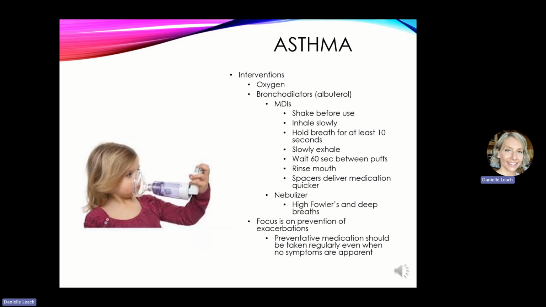So interventions for asthma, if they are hospitalized, obviously they can be on oxygen if needed. Also, bronchodilators such as albuterol are frequently prescribed. A review on metered dose inhalers and how to use them, or how to educate people to use them if you need to do that.